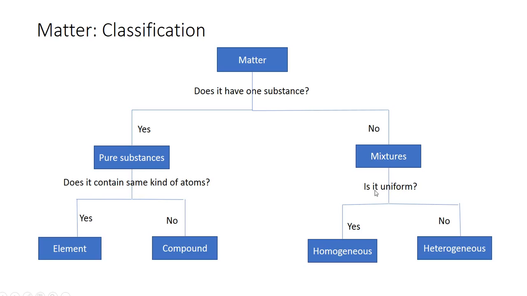On the mixture side, if you ask, is it uniform? If the answer is yes, it is a homogeneous mixture. If the answer is no, it is a heterogeneous mixture. So we'll define these homogeneous mixtures and heterogeneous mixtures in due course.